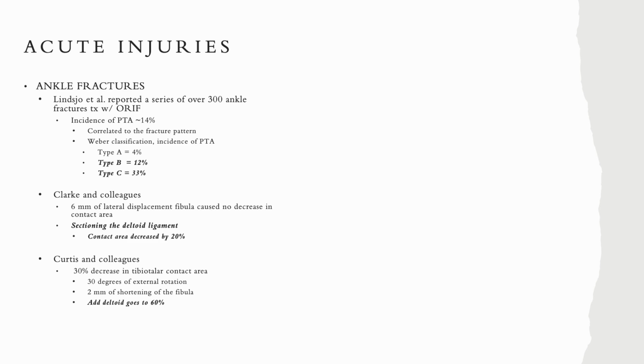Curtis and colleagues found a 30% decrease in tibiotalar contact area with 30 degrees of external rotation and 2 millimeters of fibular shortening. If you add the deltoid sectioning, everything goes up to 60%. Again, the deltoid plays a significant role in peritalar stability, which means the ankle and foot combined will have issues if the deltoid is injured.